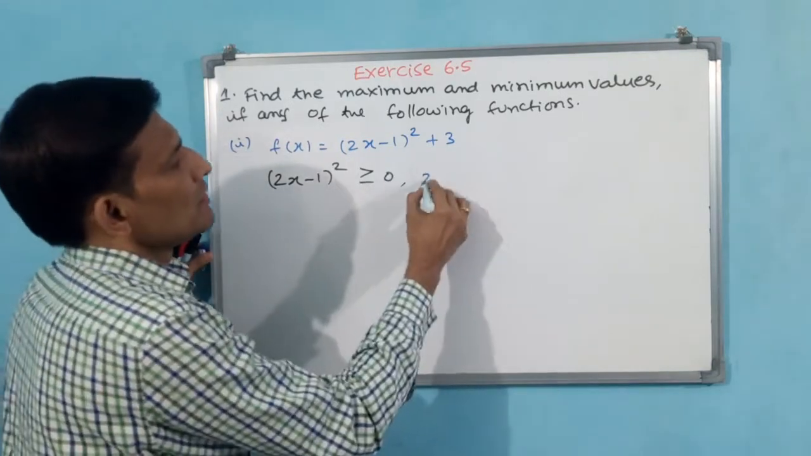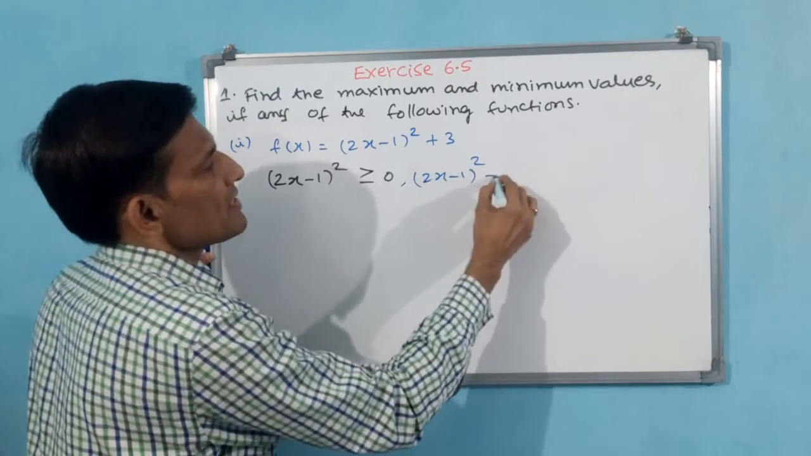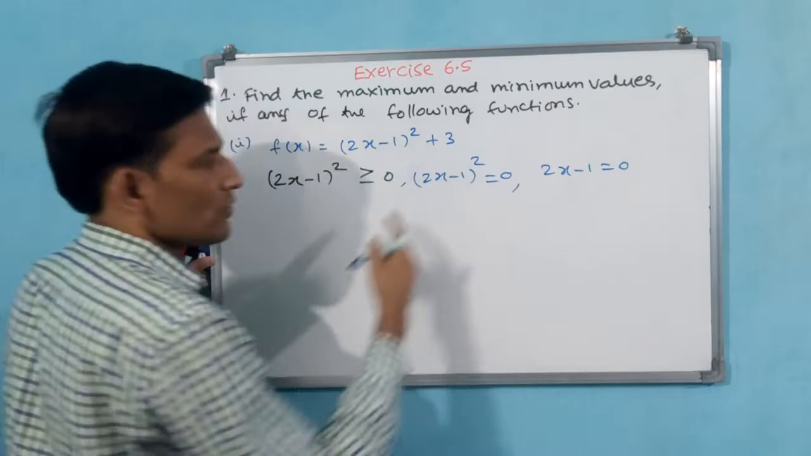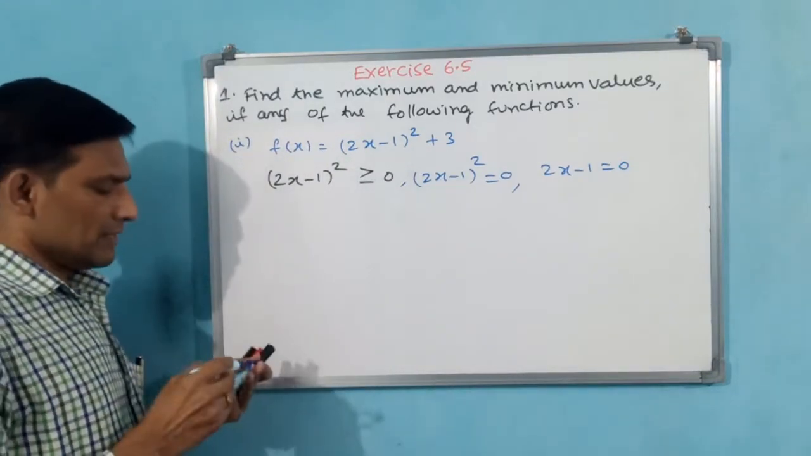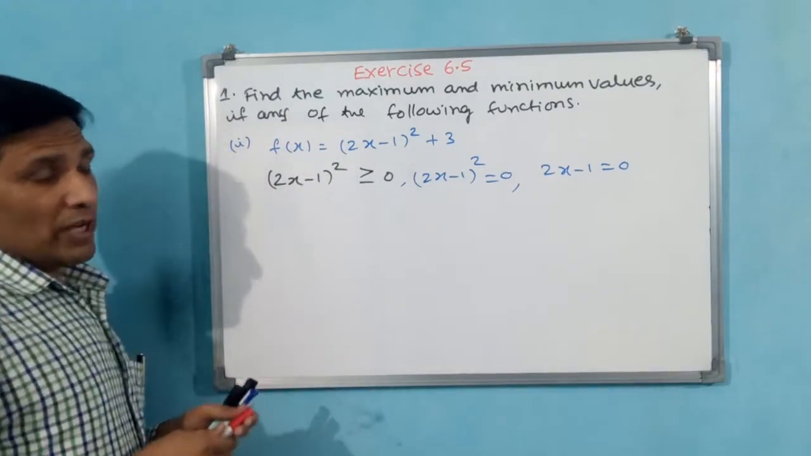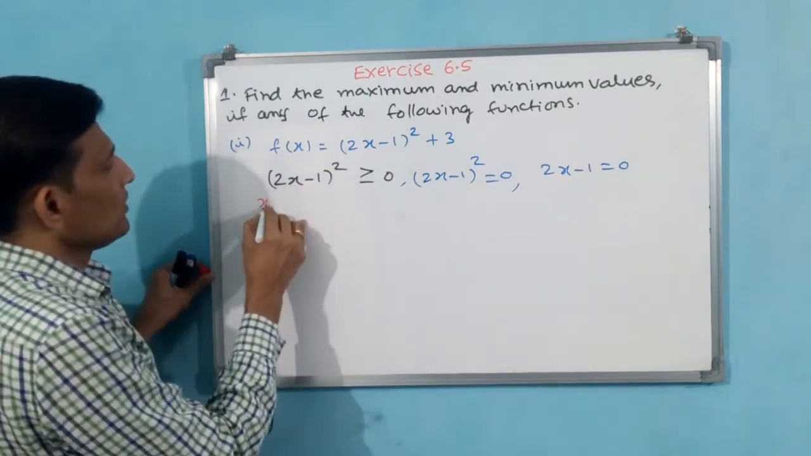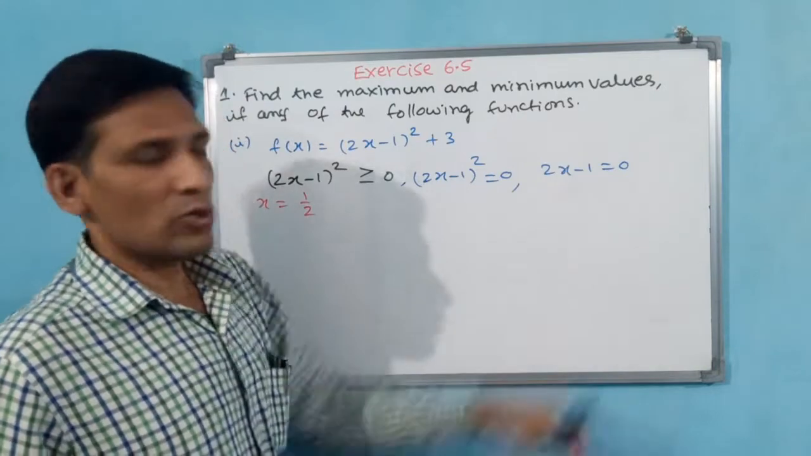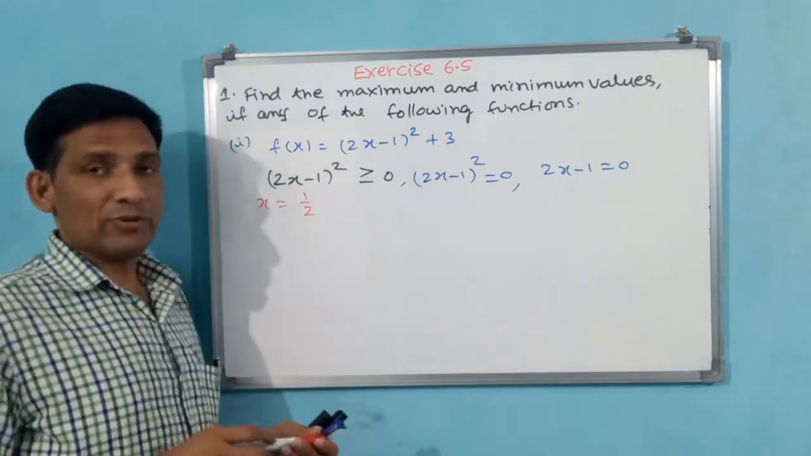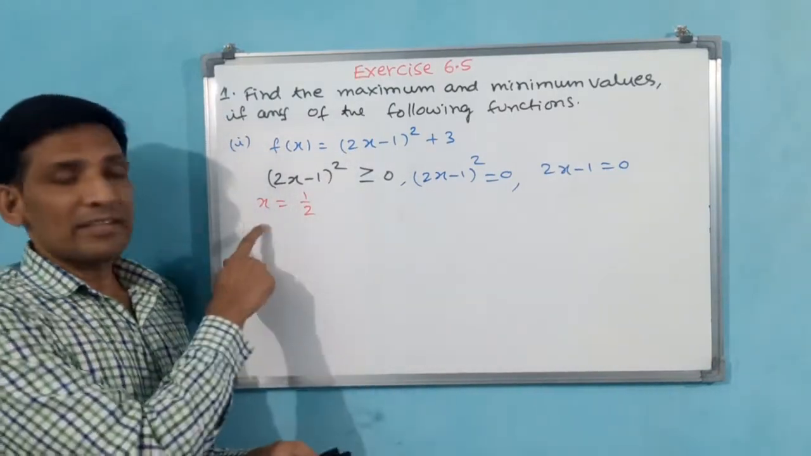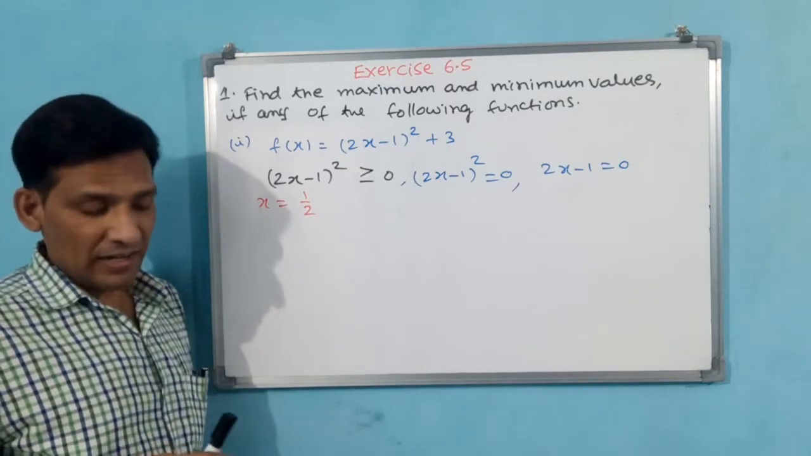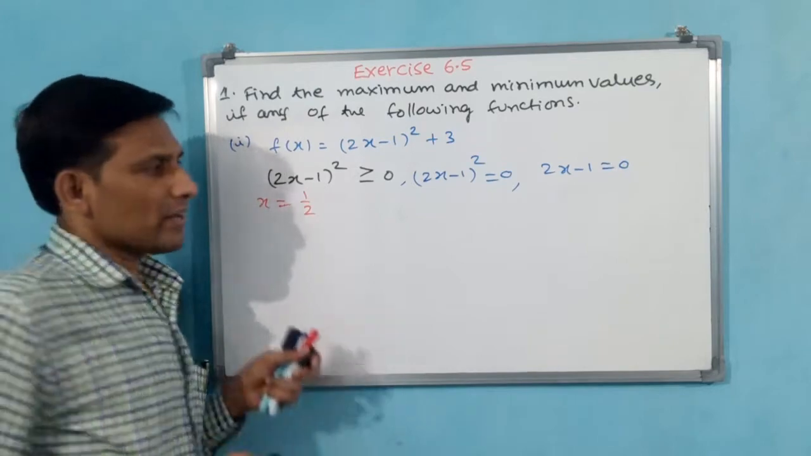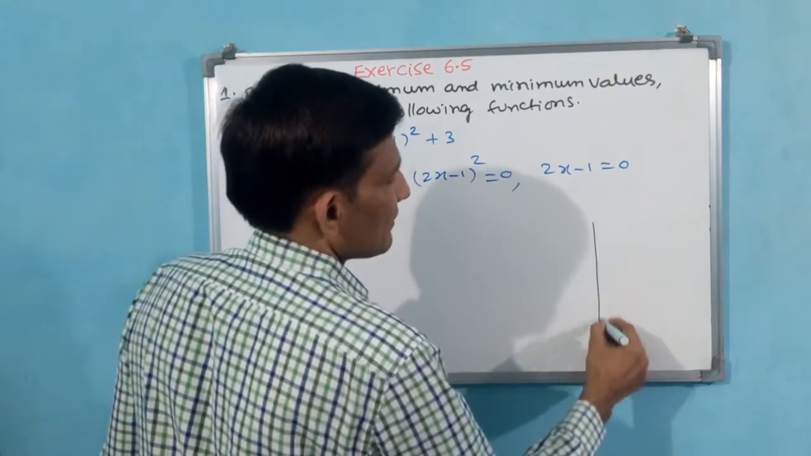If at all (2x minus 1) whole square is equal to 0, then 2x minus 1 is equal to 0. Is it correct? Definitely correct. If 2x minus 1 is equal to 0, then 2x is equal to 1, so x is equal to 1 by 2. That's all. Now you got the turning point here. You can say this is the turning point.